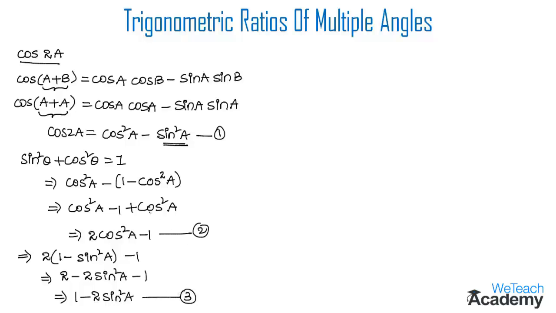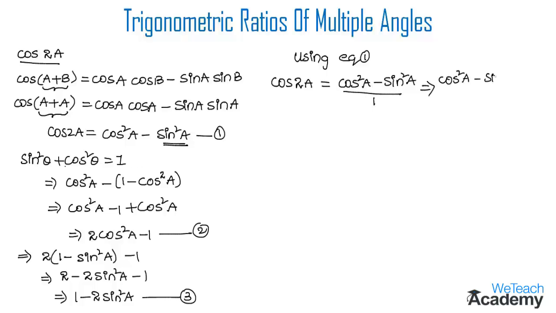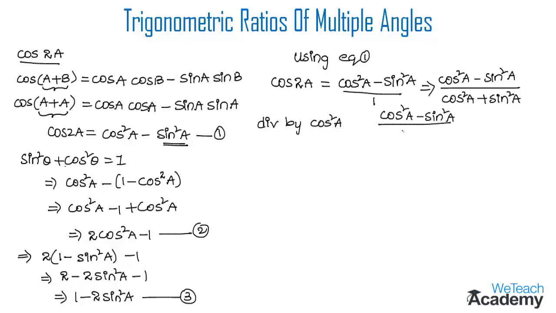Now let us derive the formula of cos 2A in terms of tan A. Let us use equation 1, that is cos 2A is equal to cos square A minus sin square A. We can also write this as cos square A minus sin square A divided by 1, where 1 is the identity cos square A plus sin square A. Now let us divide the numerator as well as the denominator by cos square A. We get (cos square A by cos square A minus sin square A by cos square A) divided by (cos square A by cos square A plus sin square A by cos square A).